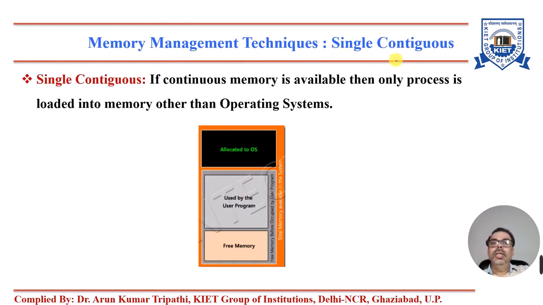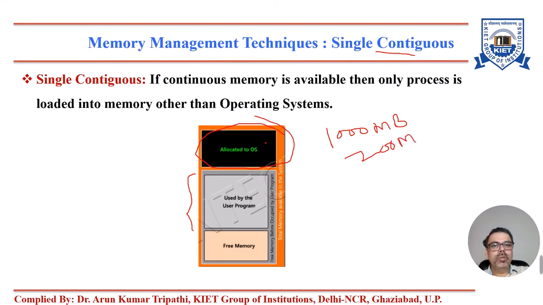So let us discuss the first one, that is the single continuous partition. That means this is the space which is allocated to the operating system, and in the rest of the part only one program can reside. Suppose that this memory is 1 GB, that means 1000 MB. If the operating system resides in 200 MB, then in the rest, the 800 MB, there is only a single partition, and in that partition only one program is residing. So this is known as the single partitioning technique, where there is only one partition for the process. The process has to reside only in this partition.